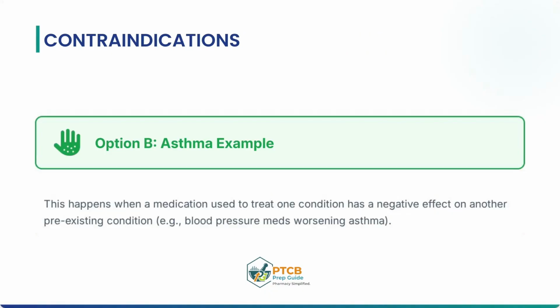It's option B. This happens when a medication used to treat one condition has a negative effect on another pre-existing condition. A classic example is a certain type of blood pressure medicine making asthma symptoms worse.